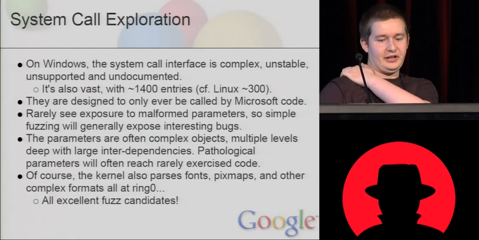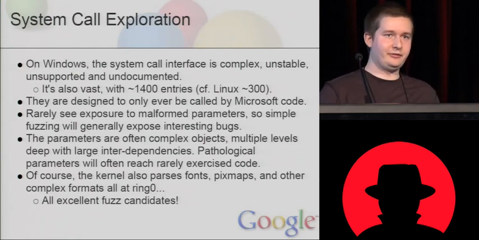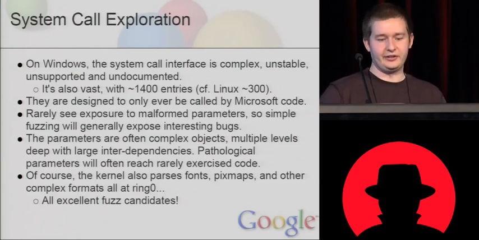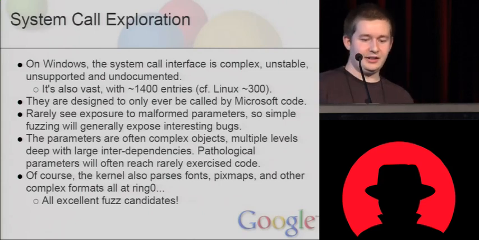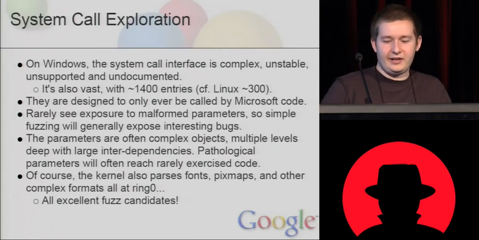Also, the design of system calls on Windows NT is very different from the philosophy on Linux. In general, on Linux, structures are very simple. They can be read in one or two operations, and they're easy to pass. But on Windows, they're often complex objects. They're multiple levels deep. They have large interdependencies that all need to be passed.